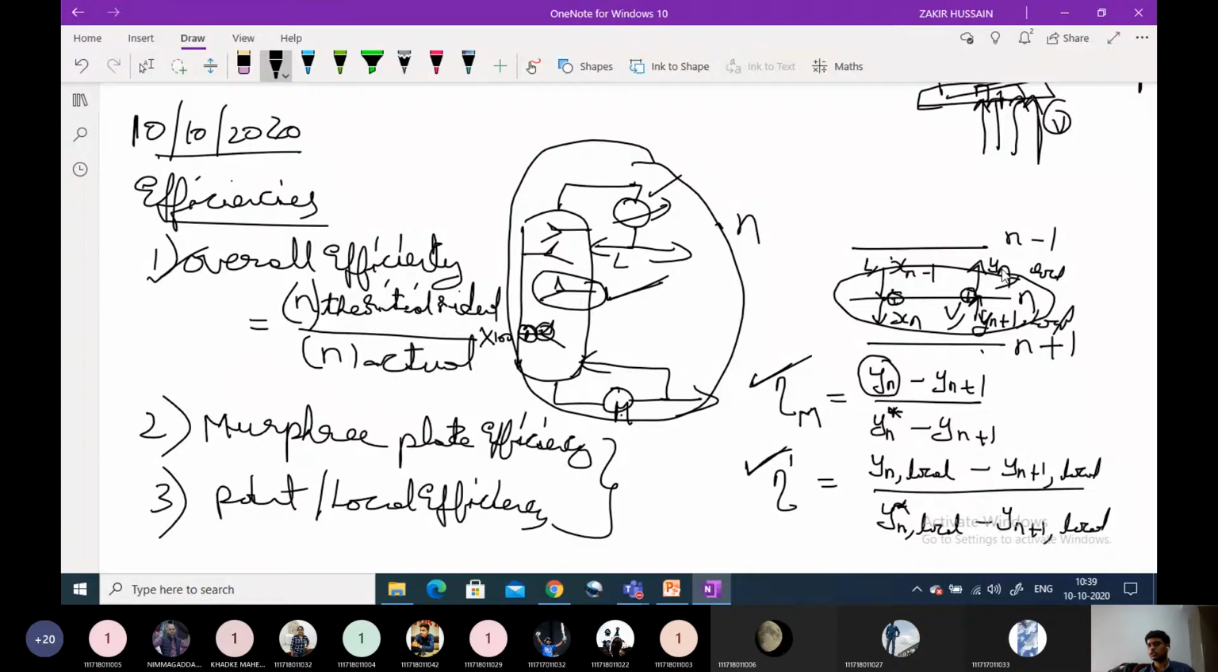yn is the composition of vapor which is leaving the plate n, and yn plus 1 is the composition of vapor which is coming towards the plate n. So yn star is the composition of vapor leaving the plate if that is at equilibrium condition, minus yn plus 1, the same composition of vapor which is entering the plate n. Similarly, yn local is the local composition leaving the plate n, and this is the local composition entering the plate n, so local composition at equilibrium conditions. Like this you have to explain this one.